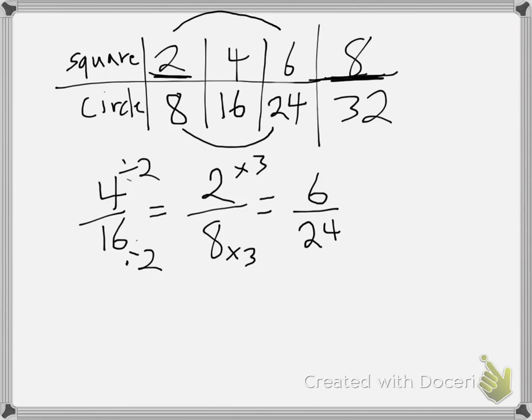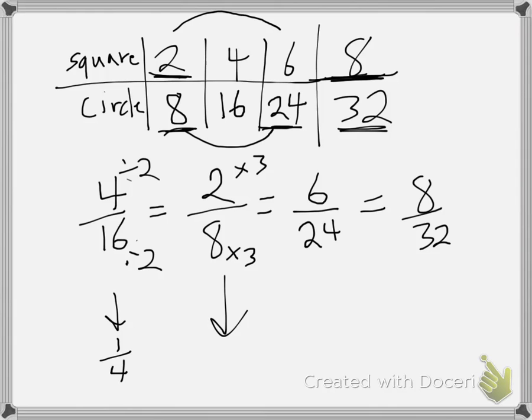So, my missing values are 8, 24, and 32, because 4/16, 2/8, 6/24, and 8/32 are all equivalent ratios, and if you want to test them, you can simplify it. 4/16 is 1/4, 2/8 is 1/4, 6/24 simplifies to 1/4, and 8/32 simplifies to 1/4. So all of those are equivalent ratios.